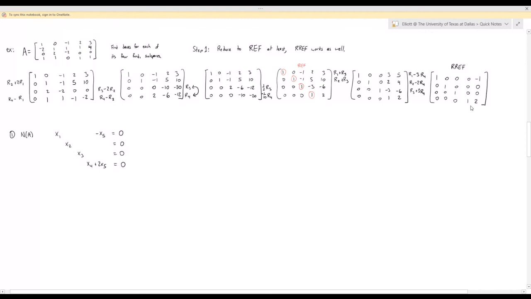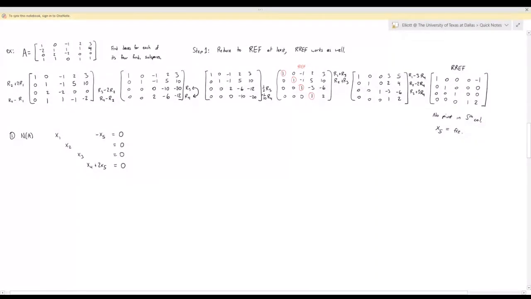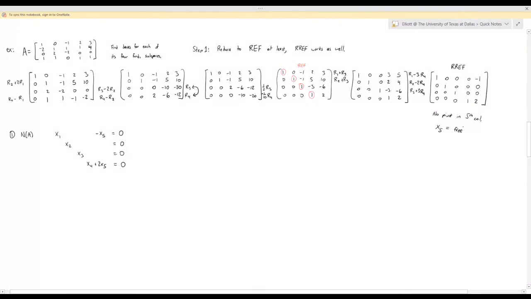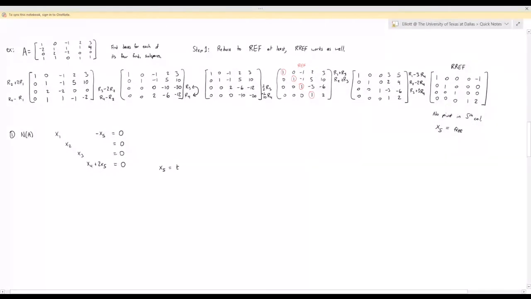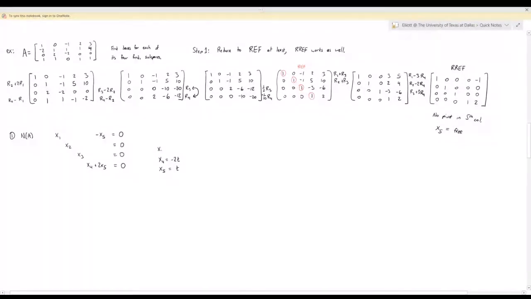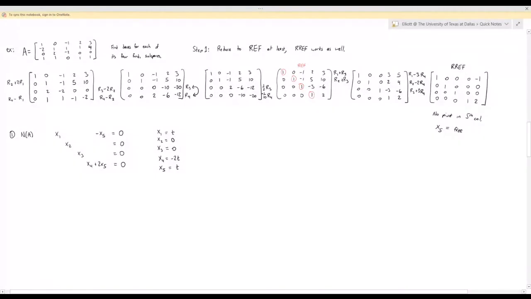Now, the fifth column is missing a pivot. So I'm going to make the fifth variable x5 the free variable. And the way that I do this part is I assign a parameter to each of the free variables. So I'll make x5 equal to some parameter t. With that, we have x4, moving the 2x5 over. x4 is negative 2x5, so negative 2t. Now here we do have the just x3 is 0 and x2 is 0. And then finally up here, x1 equals x5, meaning x1 would be equal to t, okay?